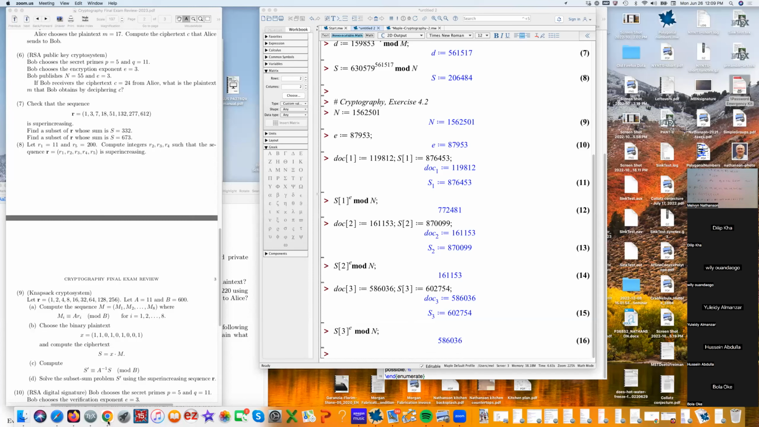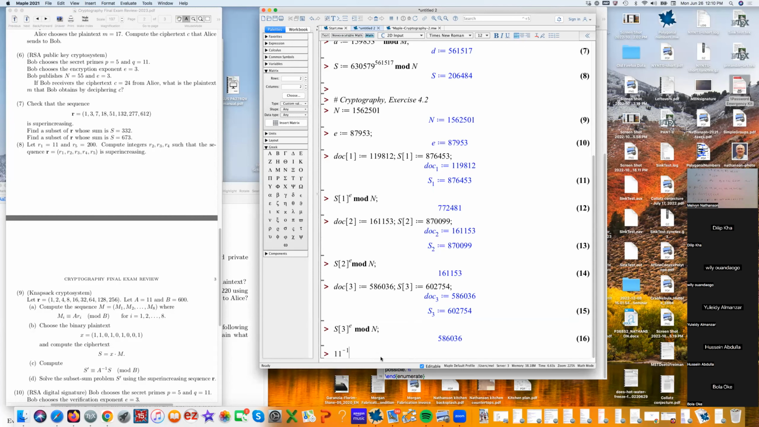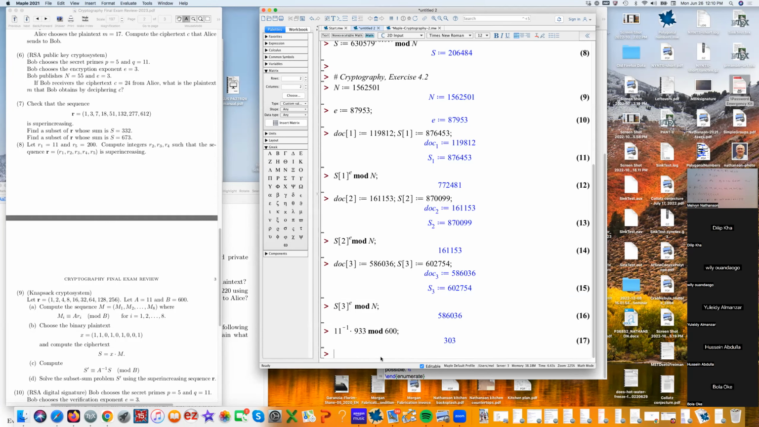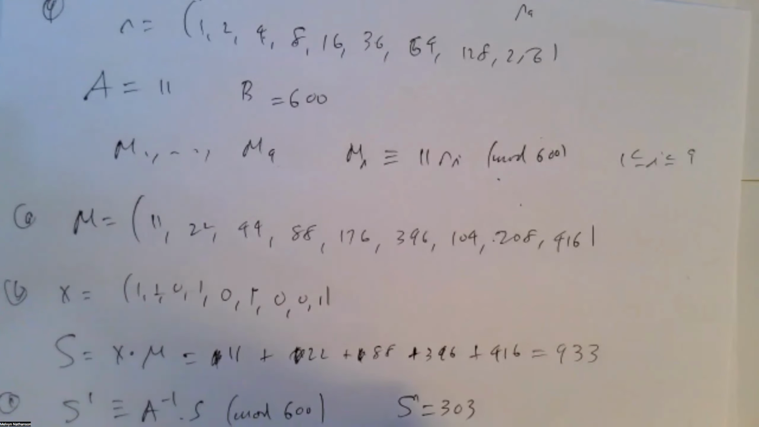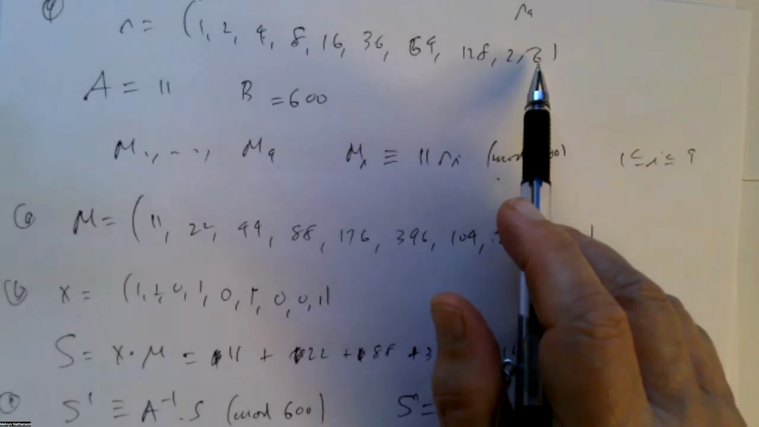I have A, which is 11. So I have 11 to the power minus 1 times my S, which is 933, mod 600. And that gives me 303. So S prime is 303. So I go back to my original sequence R, and I need to write 303 as a sum of elements, as a subset sum from this sequence.